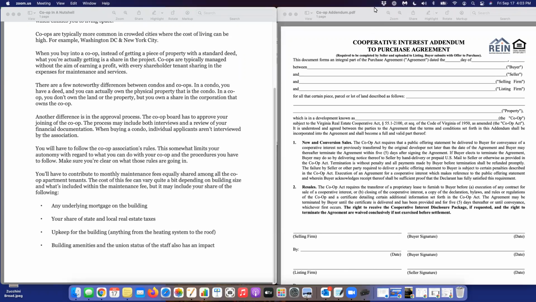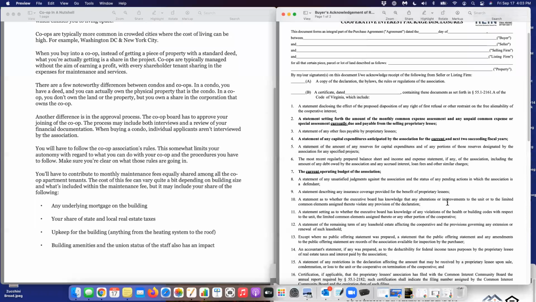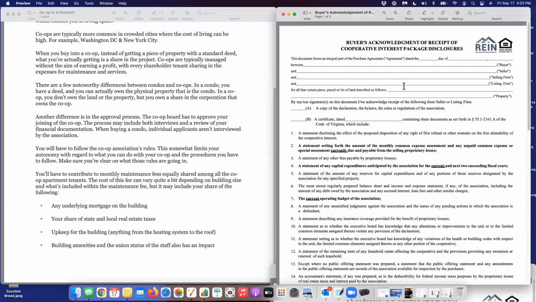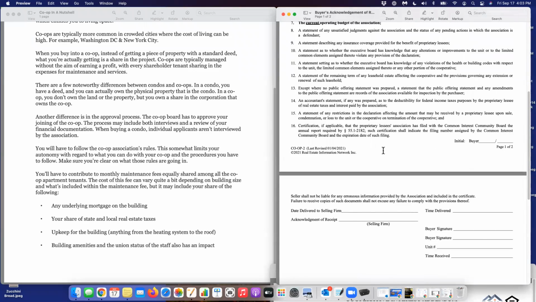Then you would also get your acknowledgement of the receipt. You're going to get a co-op package, like you get a condo package, like you get a POA package. You're going to get a package full of all the disclosures, all the statements, all the rules, all the everything. And then this is your acknowledgement of that receipt of those documents.